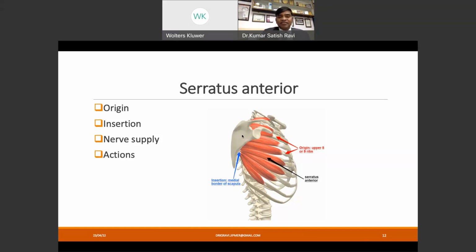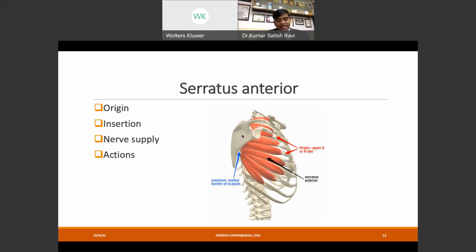Now, when we talk about the nerve supply, this muscle gets its innervation from the nerve to serratus anterior, which is also called the long thoracic nerve, or the nerve of Bell. It arises from the roots of the brachial plexus, and the root value, as you see over here, is C5, C6, and C7. It gives innervation to the serratus anterior.